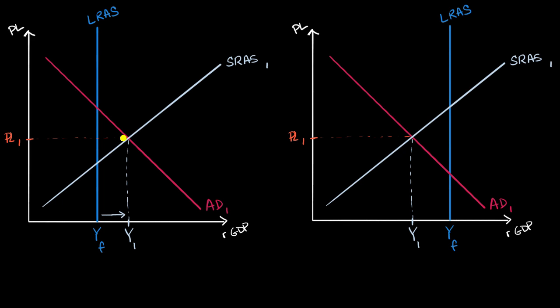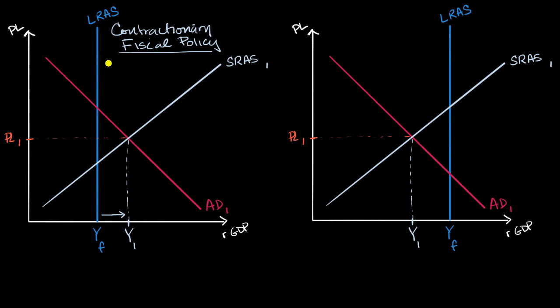And so in these situations, if you don't have your self-correcting mechanisms happen to get us back to our full employment output, a government might want to do contractionary fiscal policy. It also might be because the contractionary fiscal policy could undo some expansionary fiscal policy that was done in the past, and we'll talk more about that. But what are examples of contractionary fiscal policy?